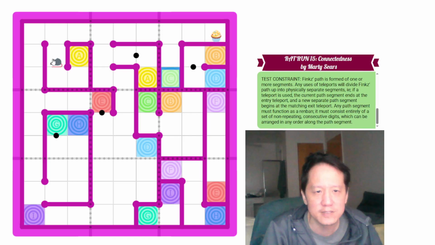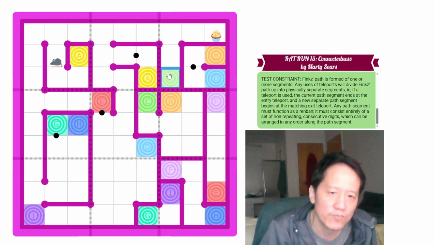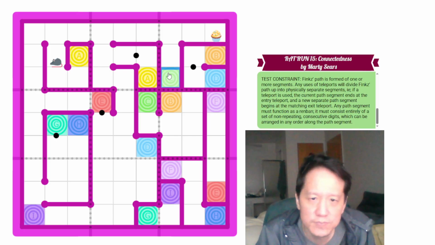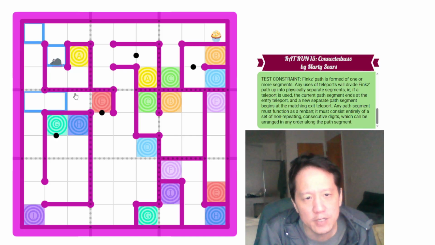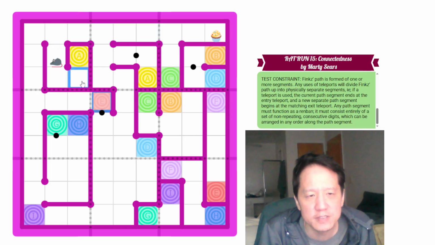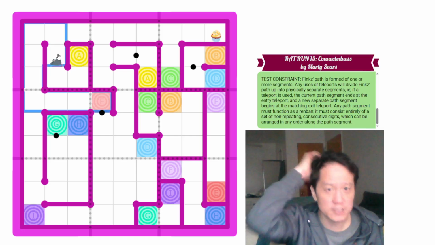It could also go to E. I don't think it can get to C. Actually, maybe it could get to C. 1, 2, 3, 4, 5, 6, 7, 8, 9. So it could get to C also. That's interesting. So the options for Finks are to go to teleport A, teleport E here, and teleport C. But teleport E and C would be a full 9-length renban either way. What does that tell us? I'm not really sure.